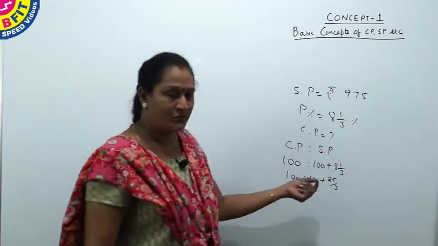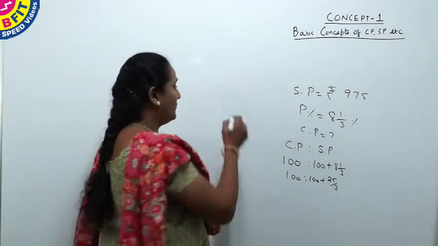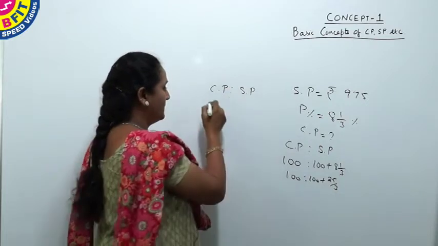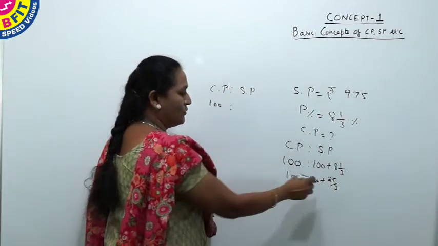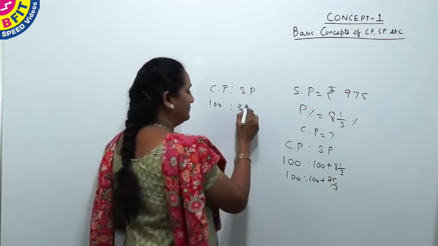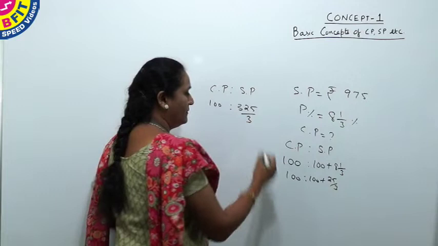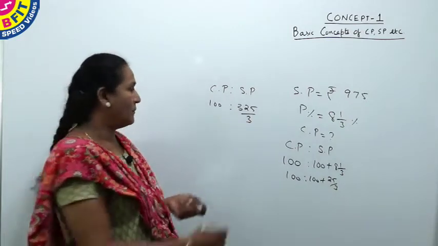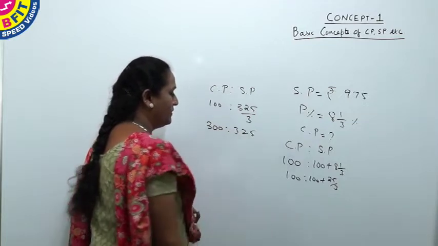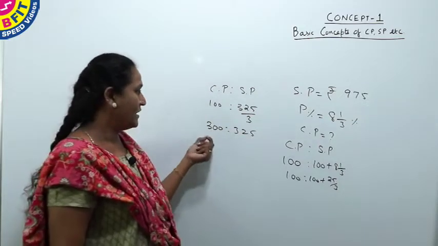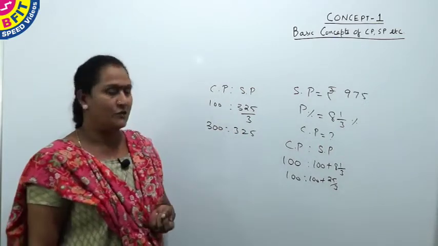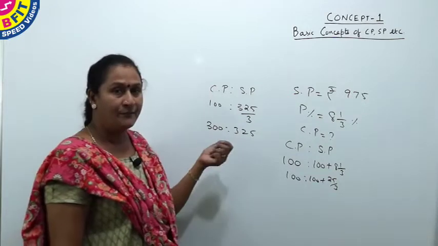Now adding this 25/3 with 100, we have the ratio, so 300 plus 25, 325/3. To write the ratio in normal format, it is 300 is to 325. So we have got the cost price as 300 parts and selling price as 325 parts. We can simplify this further also. 25 12 times and 25 13 times.